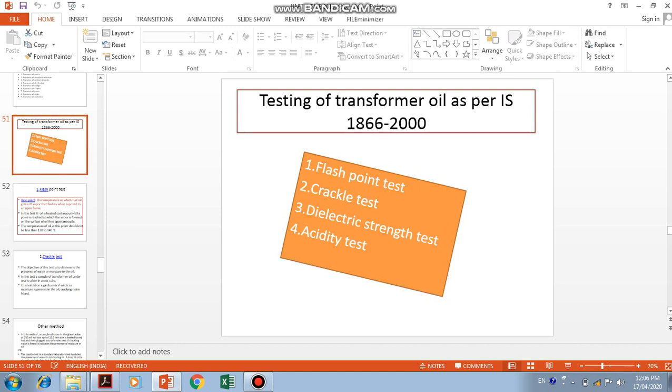Transformer oil is basically tested for the following parameters, that is, the following tests are conducted on transformer oil in order to check the healthiness of the transformer oil. The first test is the flash point test, the second one is the crackle test, the third one is the dielectric strength test, and the fourth one is the acidity test. These four tests are the most important tests to ensure the quality of the insulation oil for the transformer.